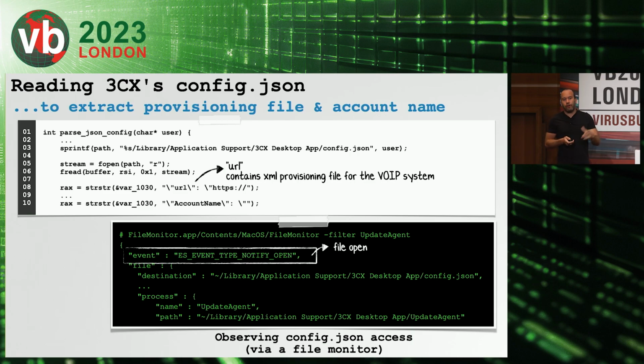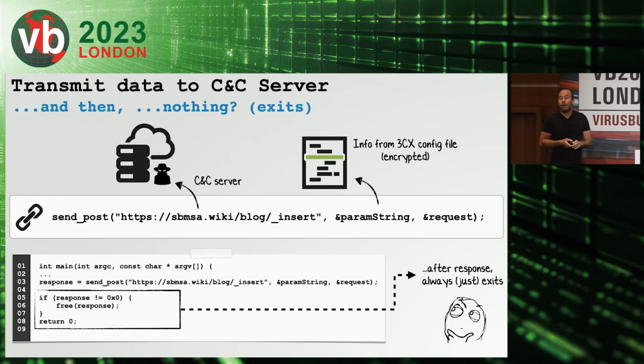Again, with the file monitor, if we run the malware, we can passively observe it accessing this file and extracting those values. It then takes that information from the config file, encrypts that up, submits that to the command and control server, and then does nothing, which was a little disappointing.